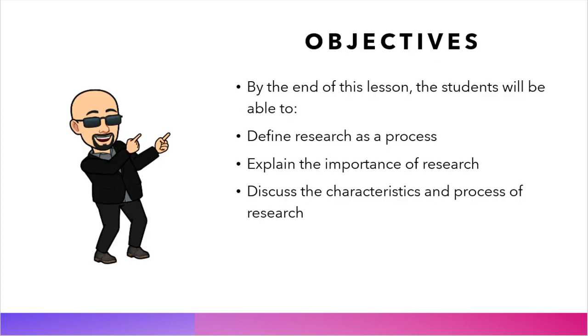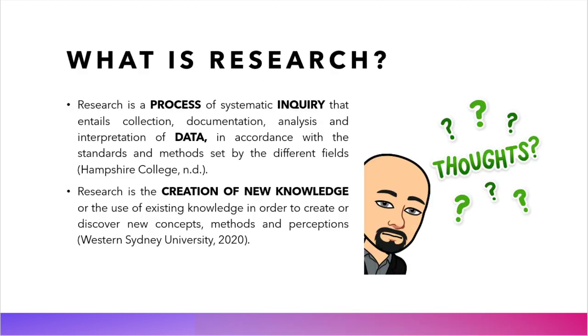So from this lesson, we aim to achieve the following objectives. First is to define research as a process. Second, the ability to explain the importance of research. And finally, to be able to discuss the characteristics and process of research. So to begin with the first objective, let's try to dig into the concept of research as a process.